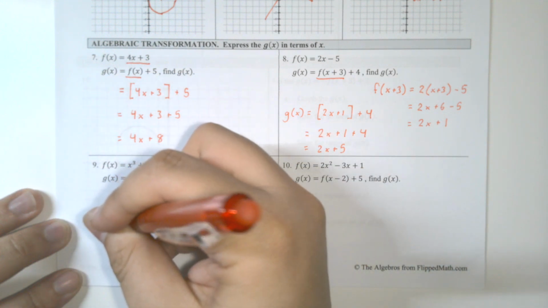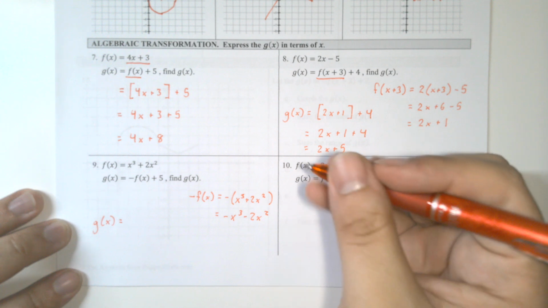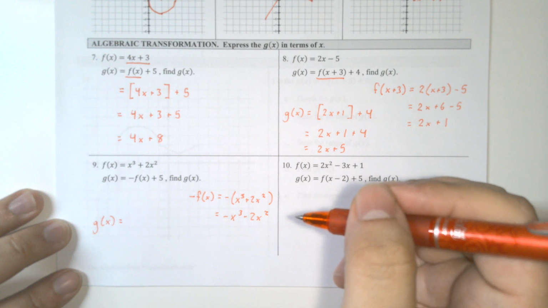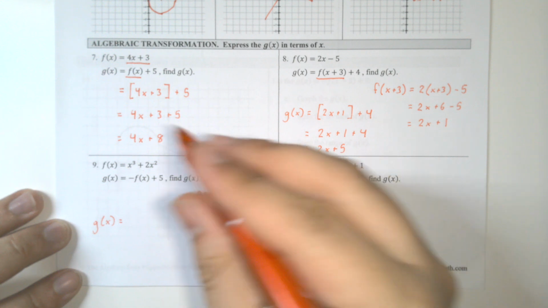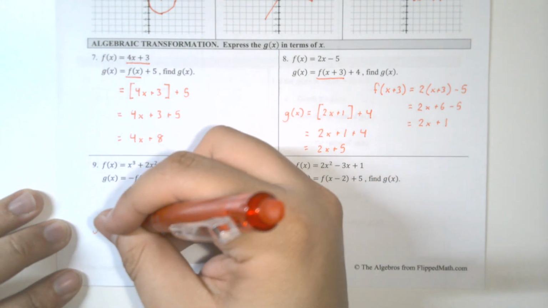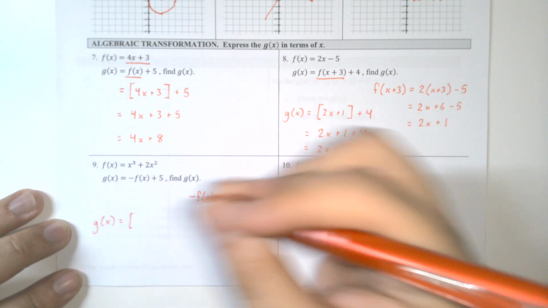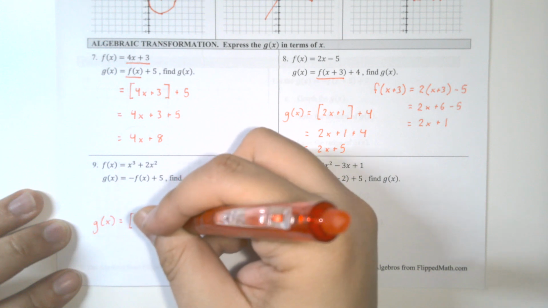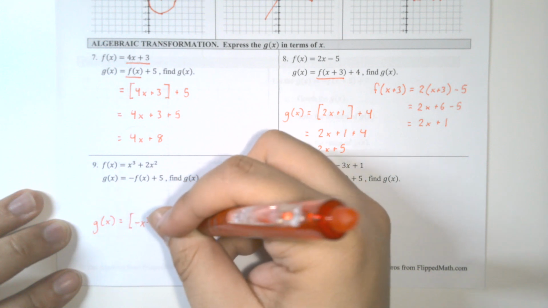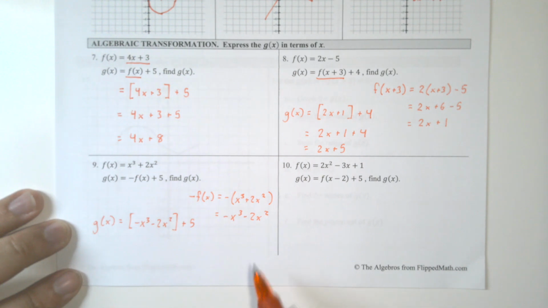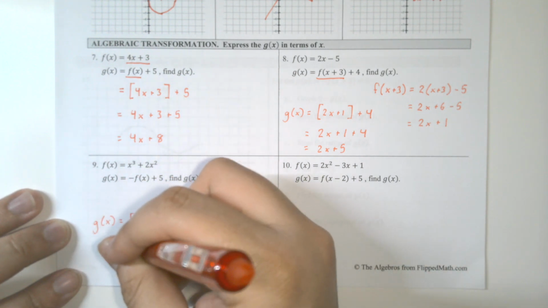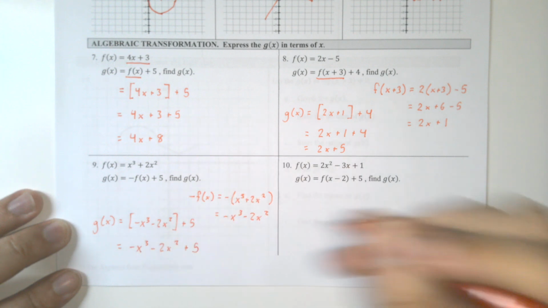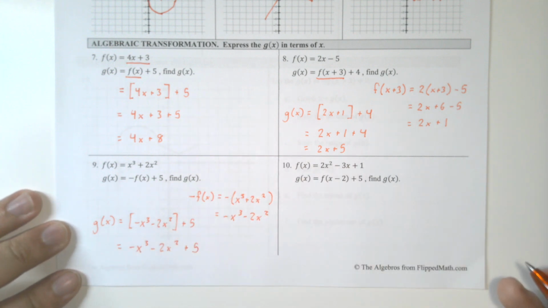And as you do this more often, you'll get more comfortable doing these function operations without having to put the brackets or whatever. But again, just to be explicit, negative x cubed minus 2x squared. And then we just want to add 5 to that. This is negative x cubed minus 2x squared plus 5. And this is our final answer.